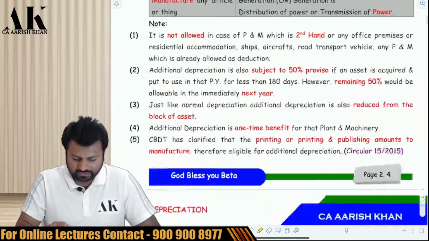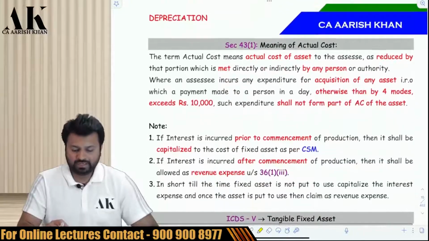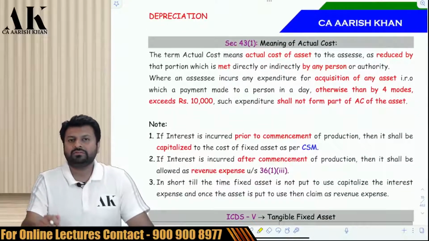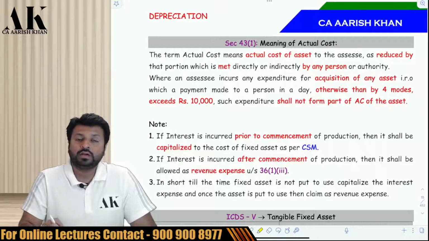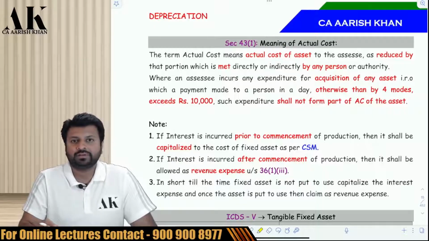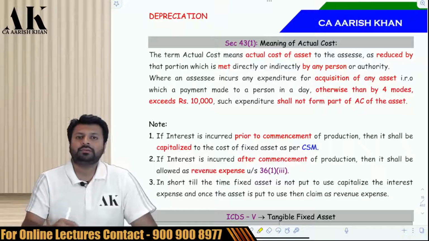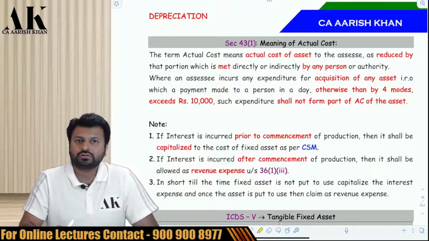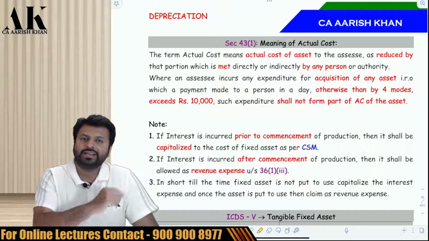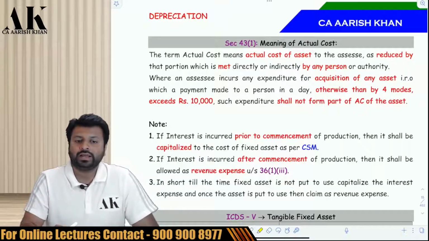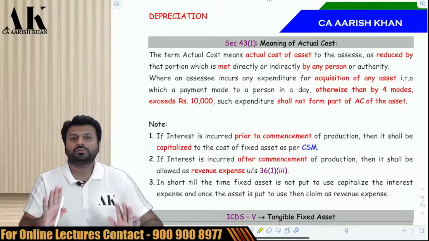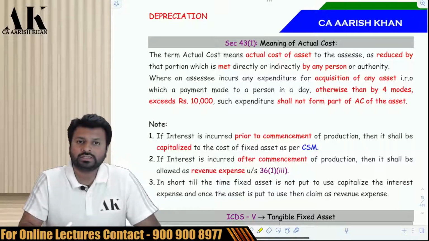Now let us go ahead towards the next part, and that is a big part: the meaning of the term actual cost. We have learned some time before that as per section 43(6), WDV means what? Actual cost minus depreciation actually allowed. So now the question which will arise is, what do you mean by the term actual cost? Is the term actual cost also defined? As you can see on the board, yes, it is defined under section 43(1). How is it defined? Actual cost means actual cost of the asset to the assessee, as reduced by that portion which is met by any person or authority.